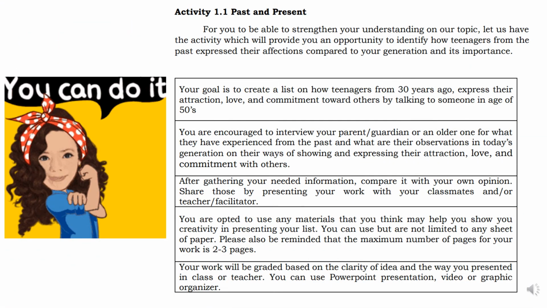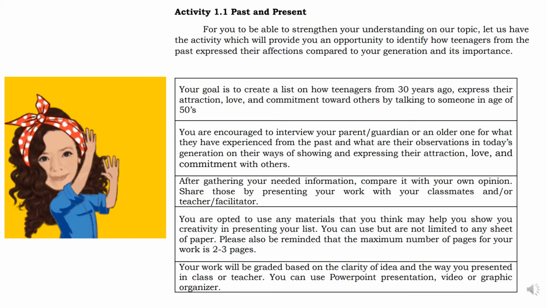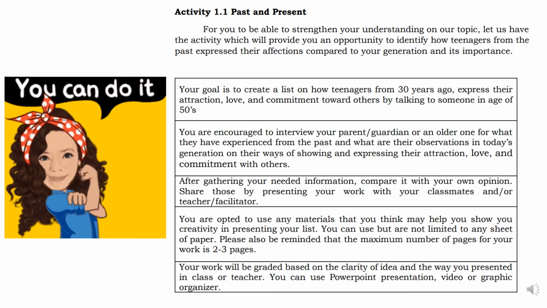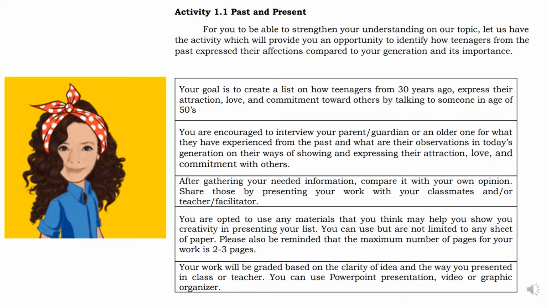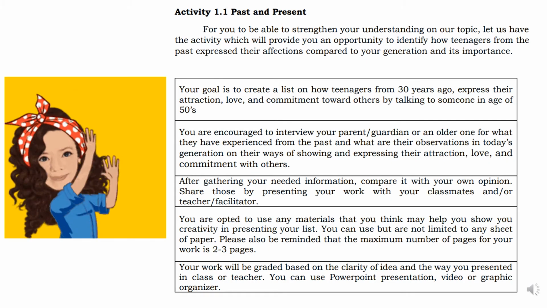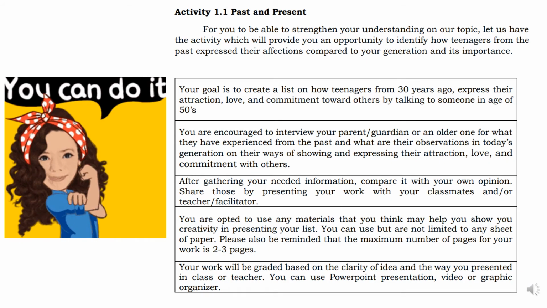We have another activity which is supposed to be an independent practice to solidify your understanding and skills of the topic. You may check the answers to the exercises using the answer key at the end of the module. Activity 1.1 is titled Past and Present. For you to be able to strengthen your understanding on our topic, let us have the activity which will provide you an opportunity to identify how teenagers from the past expressed their affection compared to your generation and its importance.